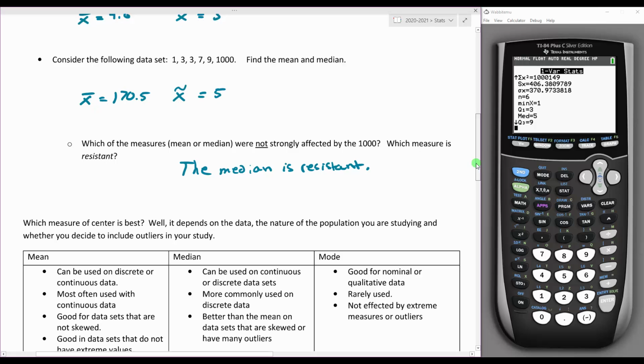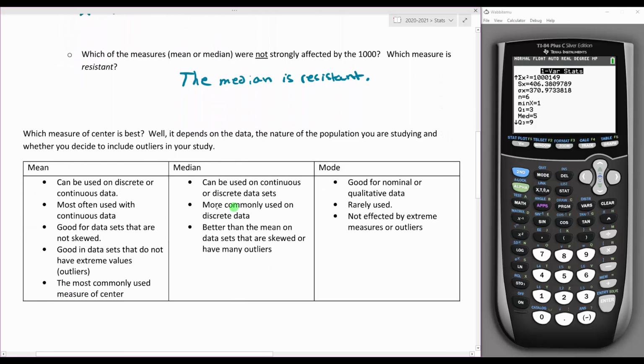So that decision really determines what measure of center you're going to use when you do your study. All right. So the mean is used on discrete or continuous data, but it is most often used on continuous data. All right. So continuous data likes the mean. It's good for data sets that are not skewed. If we have a data set that is skewed in one direction or the other, or if it has any outliers, we want to not use the mean for those types of data sets because those extreme values tend to pull the mean away from the typical value of the data set.